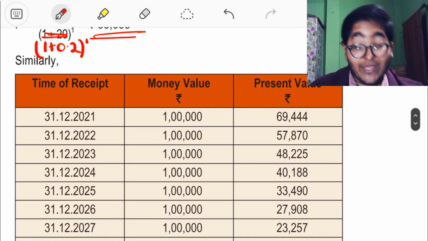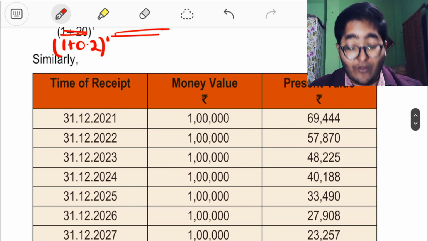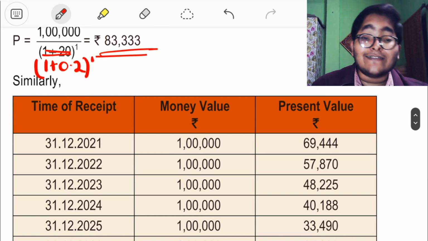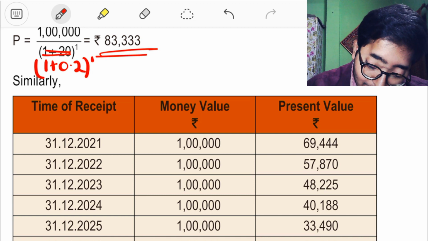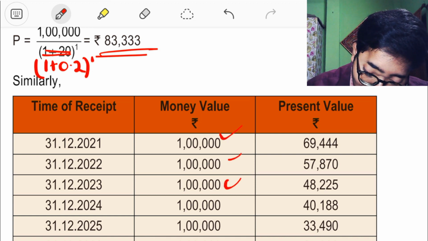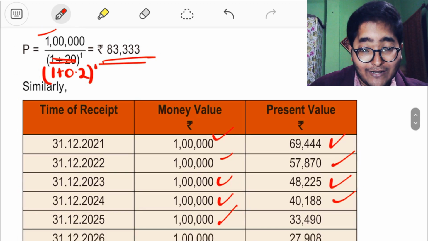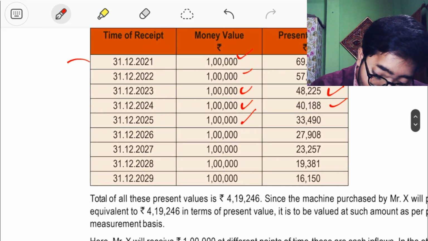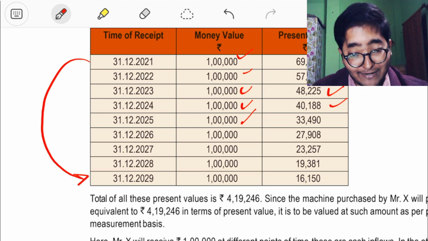Similarly, we are seeing a 20% interest rate, and the calculation which we have completed earlier is repeated with a 20% rate. Every year there is a 1 lakh rupees income or receipt. The present value is calculated year after year for 10 years. Why? It was purchased on 1st January 2020 and the useful life is 10 years.